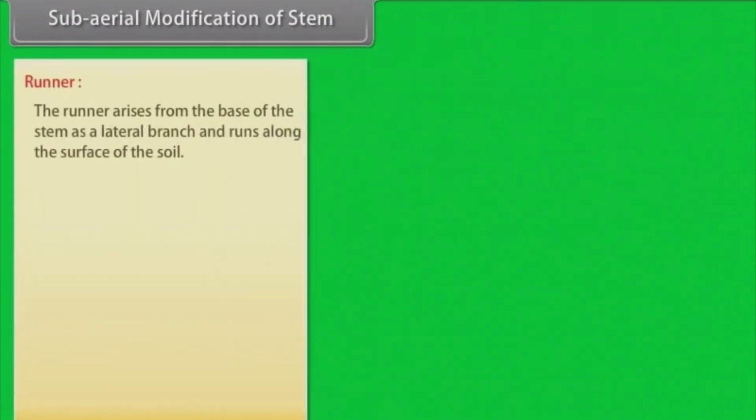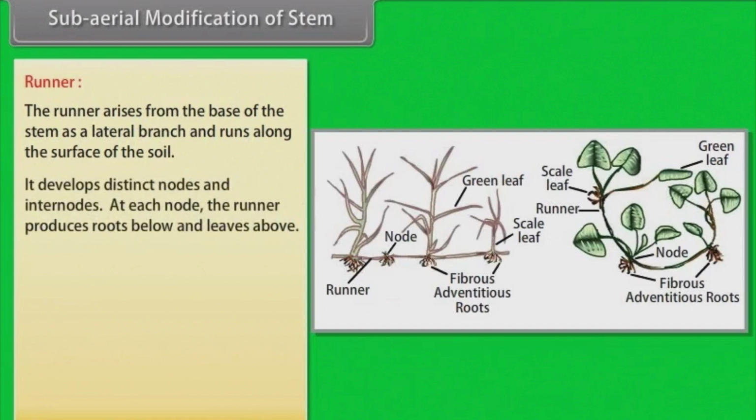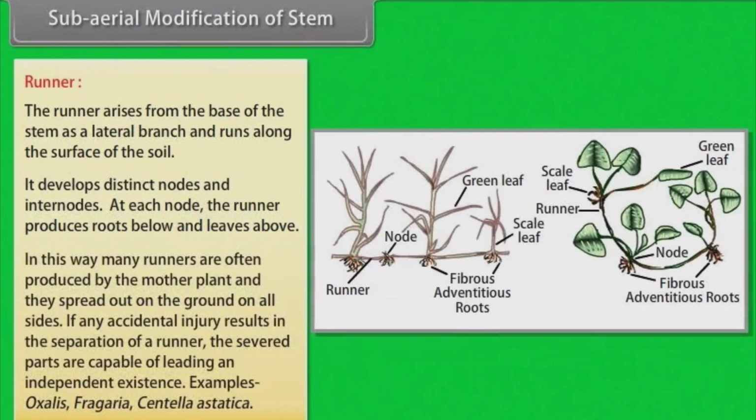Runner. The runner rises from the base of the stem as a lateral branch and runs along the surface of the soil. It develops distinct nodes and internodes. At each node, the runner produces roots below and leaves above. In this way, many runners are often produced by the mother plant and they spread out on the ground on all sides. If any accidental injury results in the separation of a runner, the severed parts are capable of leading an independent existence. Examples: oxalis, fragaria, centella asiatica.